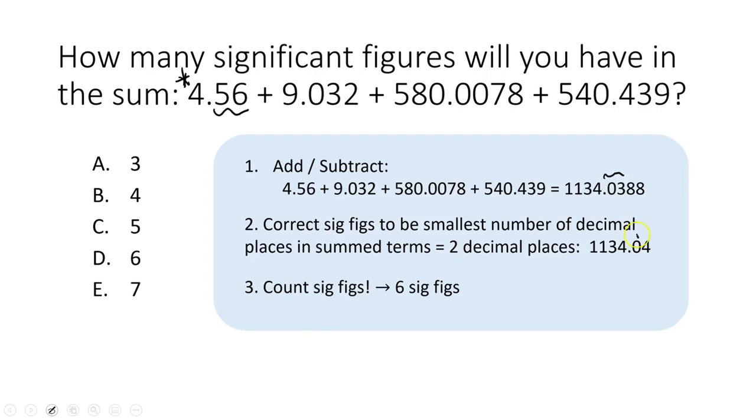Okay, last step, count up sig figs. So here, this 0 is significant since it's after the decimal place and before a non-zero number, and so I would get 1, 2, 3, 4, 5, 6. Okay, so answer D.